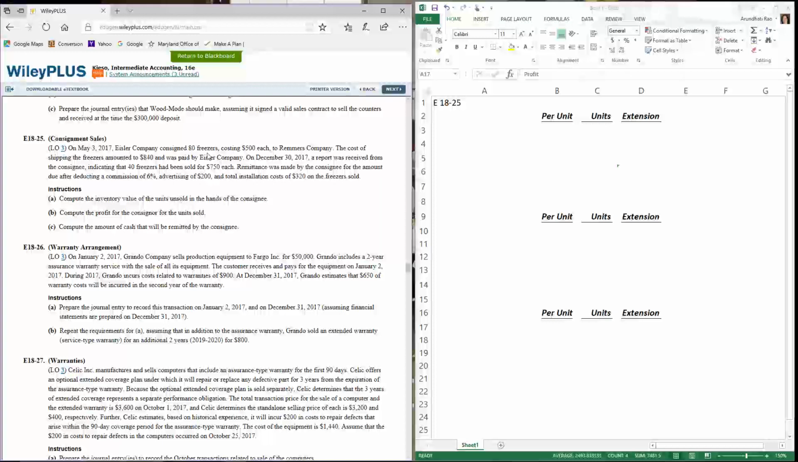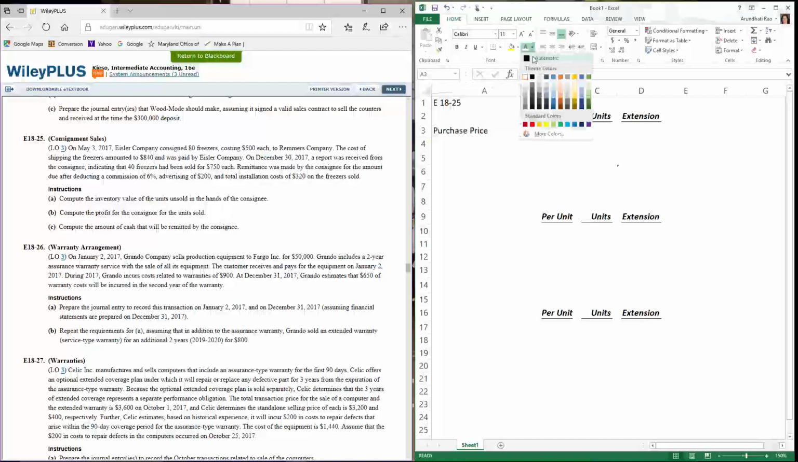If you read through the problem, you will see that we have a company that has consigned 80 freezers, which cost them $500 each, to a consignee, that's to their agent. When we say we've consigned, it means we have asked our agent to sell it for us. We didn't sell it to the agent, we've just given it to the agent. So I'm going to start identifying a few things in my problem.